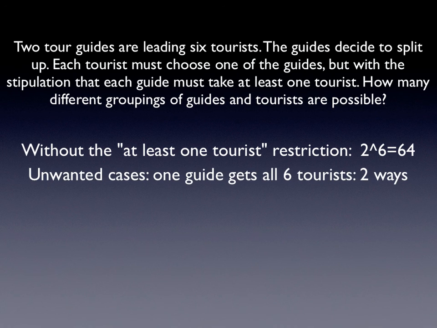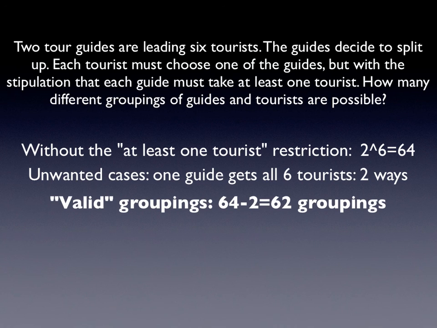Our unwanted case is when one guide gets all 6 tourists. There's only 2 ways. The first guide gets all 6 tourists, or the second guide gets all 6 tourists. 2 ways. Hence, the valid groupings are 64 minus 2, which is 62 groupings, because there's 64 total, 2 of which do not satisfy.